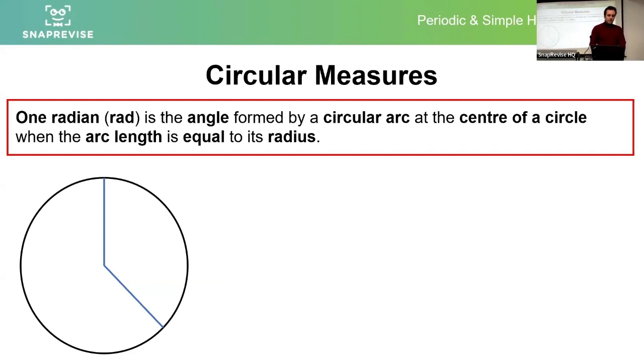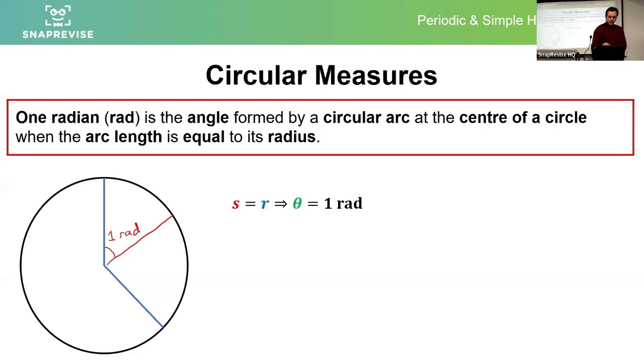Why? It is calculated such that when you use radians, 1 radian is the angle formed by a circular arc at the center of a circle when the arc length is equal to its radius. This is not a fantastic drawing of 1 radian, because 1 radian is, from memory, roughly equal to 57.3 degrees. So that's roughly what 1 radian looks like.